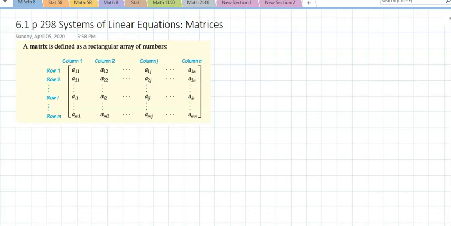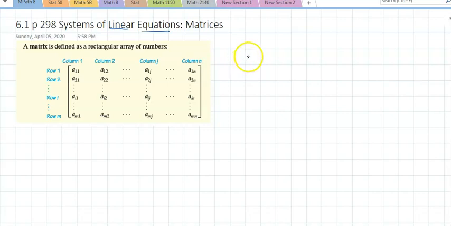Section 6.1 is on page 298, and it talks about systems of linear equations, which are matrices. Linear equations, if you remember, are when the power on the variables equals 1. What's so special about linear equations is that when you sketch the graph of a linear equation, it is represented by a straight line. So this is continuing when you did systems of equations 2 by 2 and 3 by 3, but there's a more efficient way to do this using matrices.